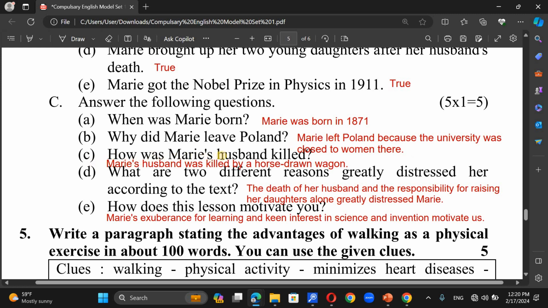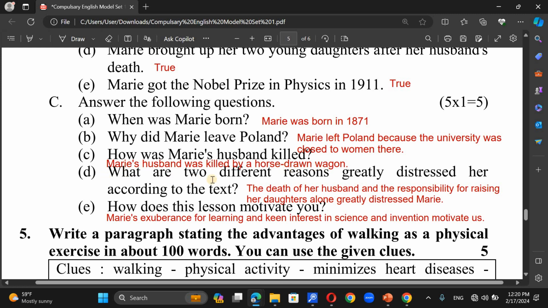Next question. How was Mary's husband killed? Mary's husband was killed in an accident by a horse-drawn wagon.